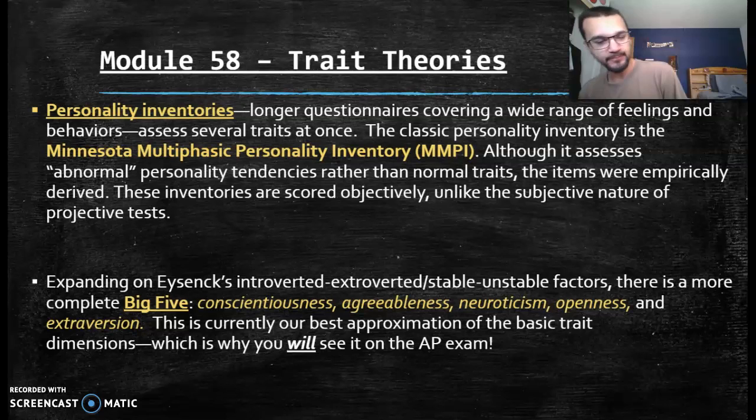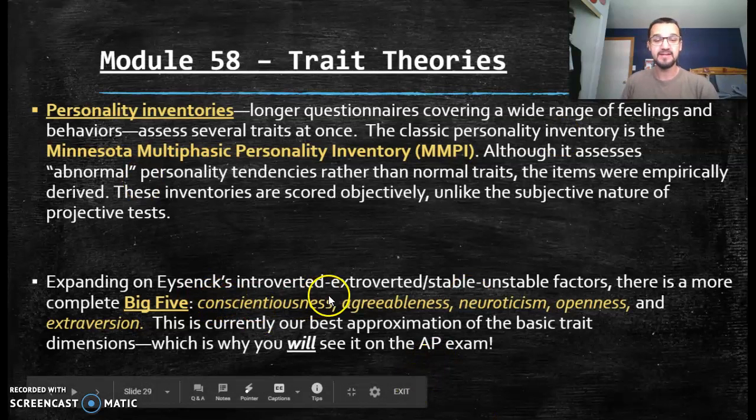This is currently our best approximation of basic trait dimensions, which is why you will see it on the AP exam. You've got to know this, guys. A good way to remember it is CANOE, C-A-N-O-E. You can also remember it as OCEAN, O-C-E-A-N. But as long as you can remember all five of these, that is important. This is key, critical. Remember this one. Remember it. Important.